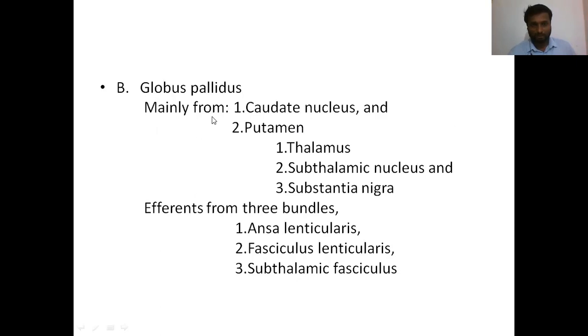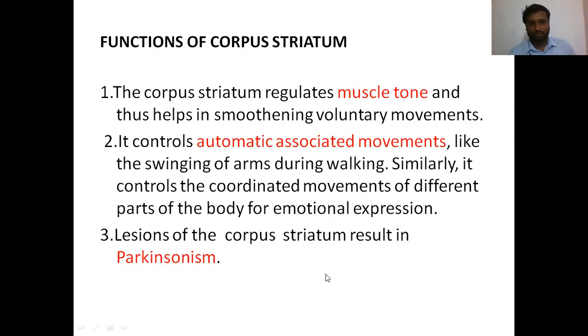So what are the fibers going to the globus pallidus? Fibers from the caudate nucleus and fibers from the putamen. What are the fibers coming from the globus pallidus? These are seen in three bundles: ansa lenticularis, fasciculus lenticularis, and subthalamic fasciculus.